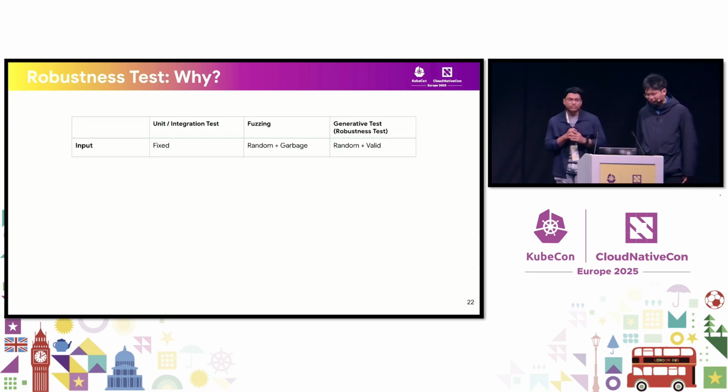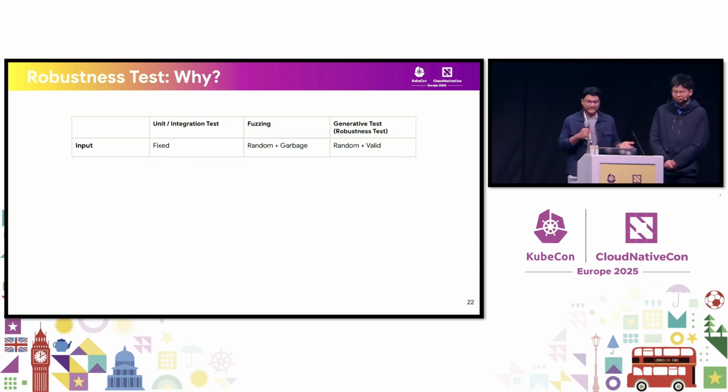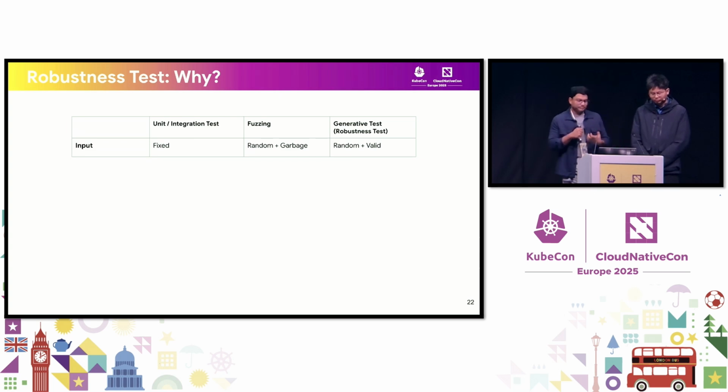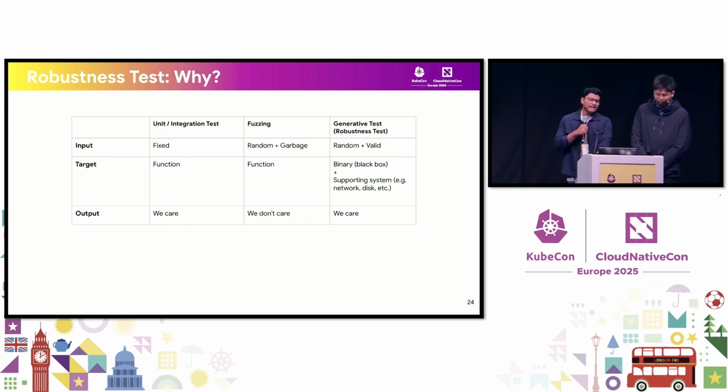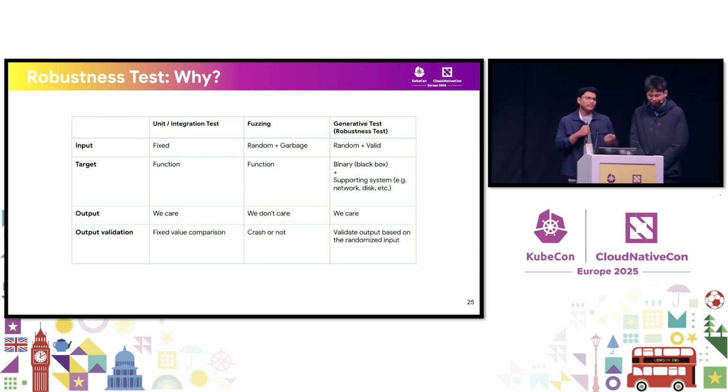So let's quickly see how the robustness tests differ from traditional tests like unit tests and integration tests, or fuzzing. The input for the unit and integration test is fixed. We know what the input should be. And for fuzzing, it is random, and it can be garbage values just to see whether the system can hold under such scenarios. But for robustness test, it is random, but those inputs are valid. And while unit and integration tests and fuzz tests target the function, the robustness test actually targets the binary and the entire infrastructure stack.